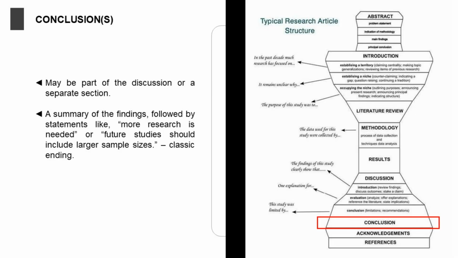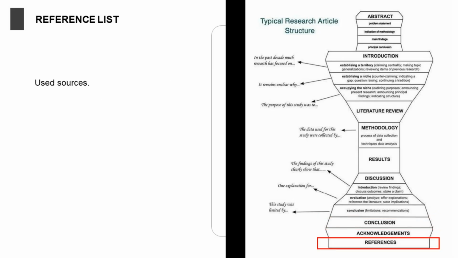Conclusion. The conclusion section may be part of the discussion or a separate section entirely. It often includes a summary of the findings, followed by statements like, "more research is needed," or "future studies should include larger sample sizes." This is a classic ending in many scientific papers. The article concludes with the references, which list all the work cited throughout the article.